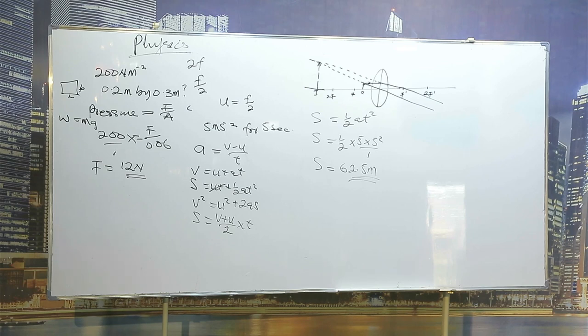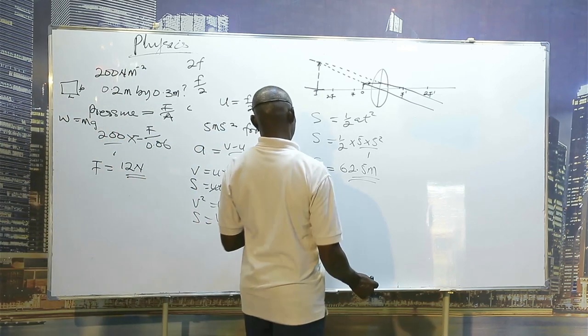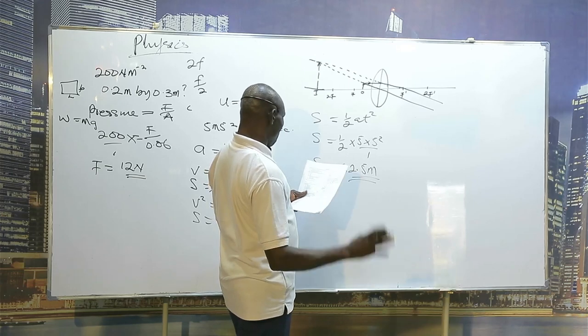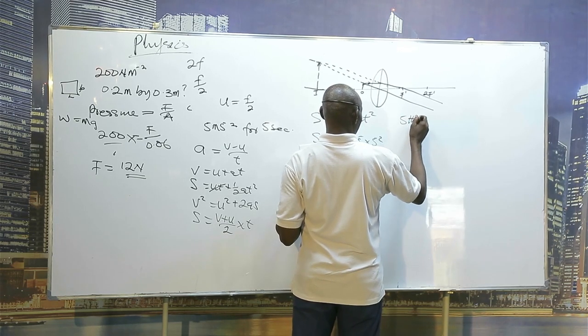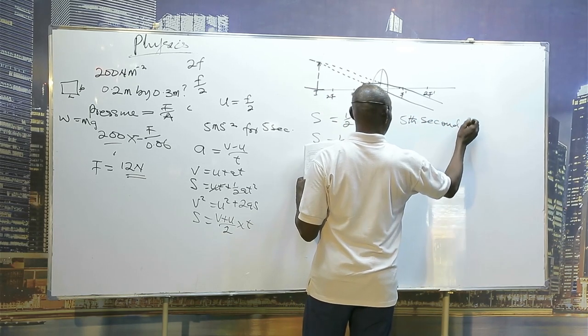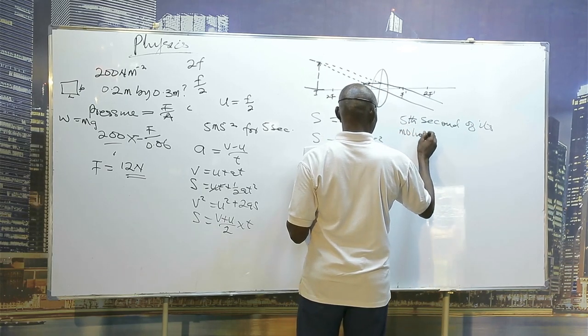A body moving from rest, accelerated uniformly at the rate of 6 meters per second squared. Determine its distance at the fifth second of its motion.